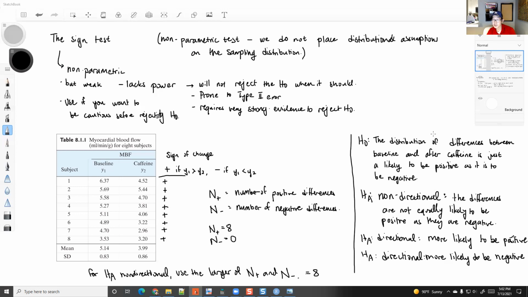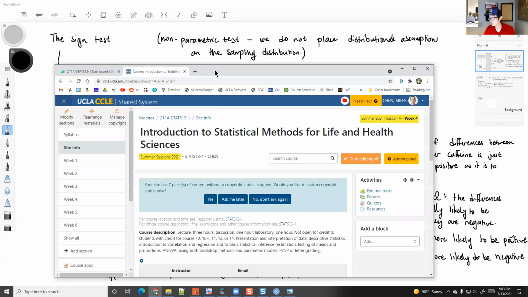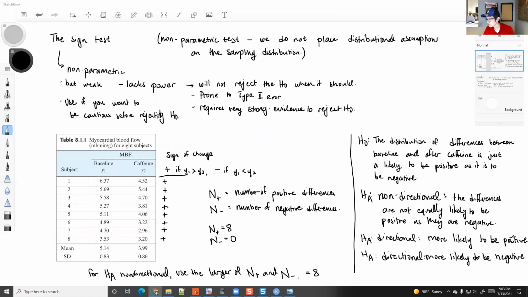When you say use the larger of n plus and n minus, do you mean use the one which has the highest count? Yeah, so in our case, we have 8 and we have 0, so 8 is bigger than 0, so we're going to use 8. And it would differ from one sample to another.